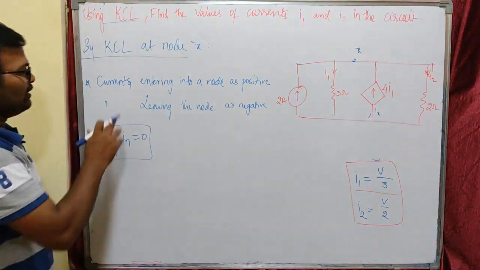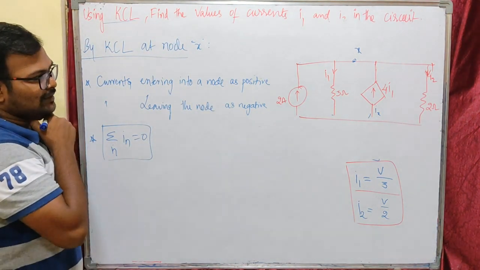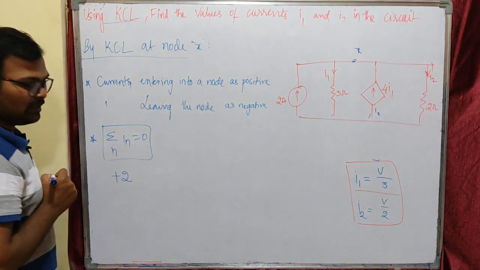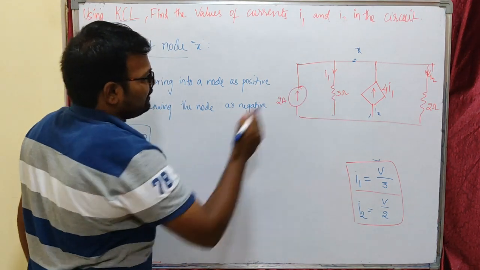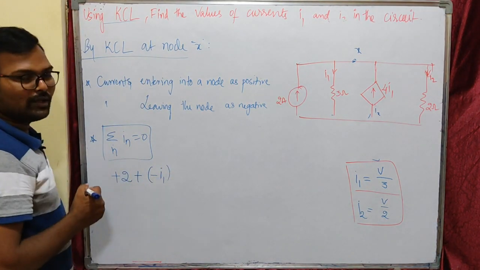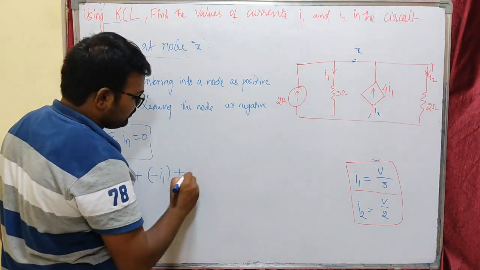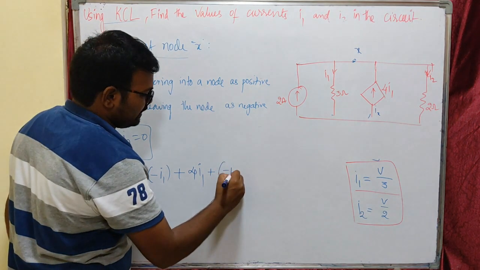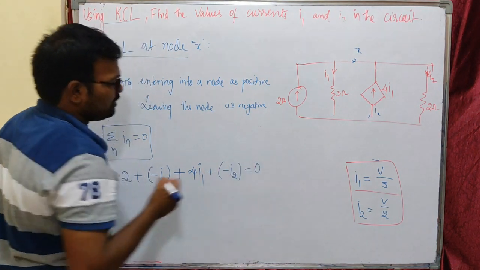Okay, so I am going to write currents entering a node as positive and currents leaving the node as negative. So here 2 amperes is entering the node, so I am going to consider it as positive 2 amps, and current I1 is leaving the node, so I am going to consider it as negative. 4 I1 is entering the node, and I2 is leaving the node, so I am going to take it as negative. So this must be equal to 0 according to KCL.